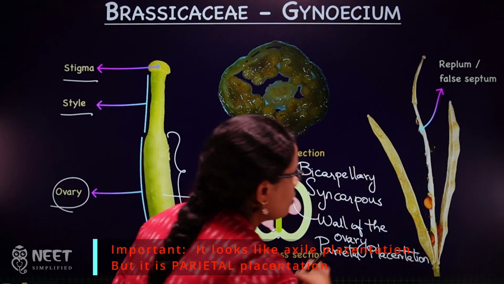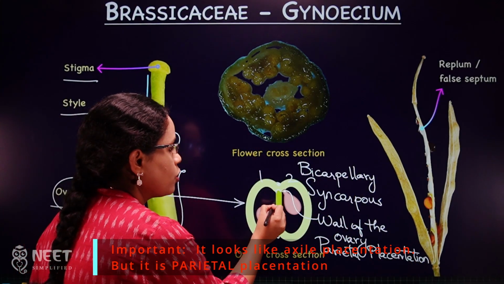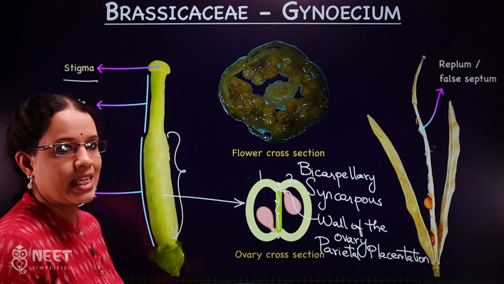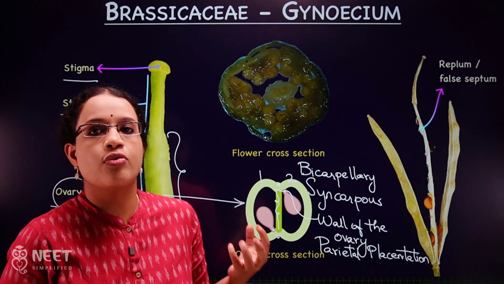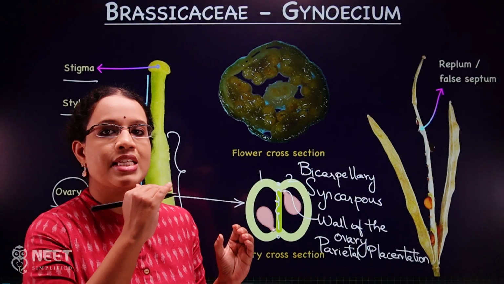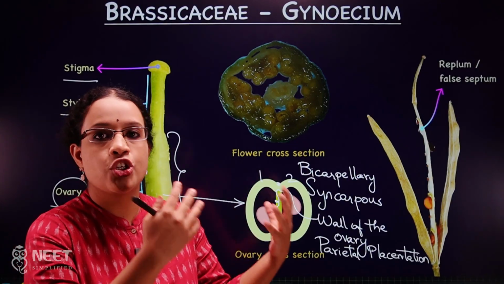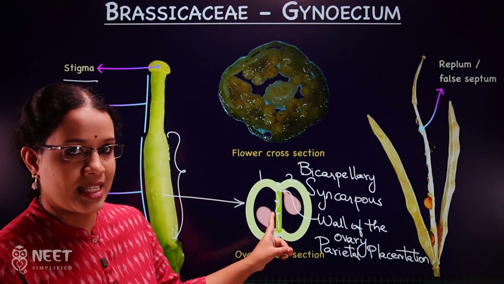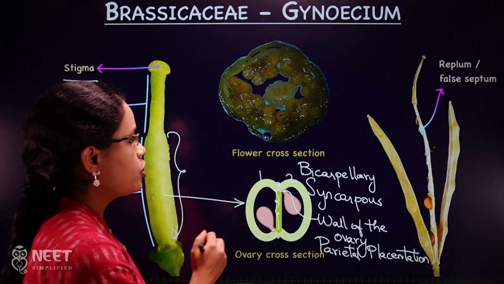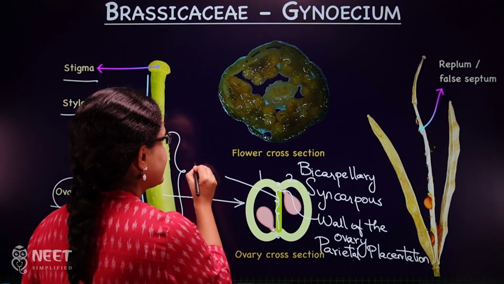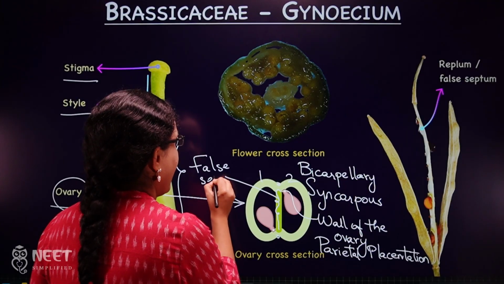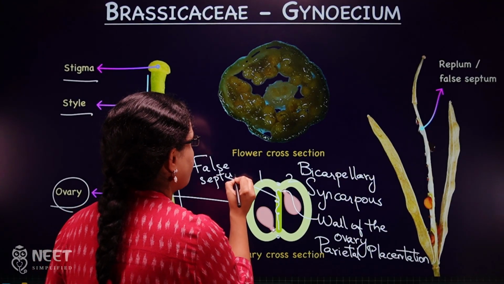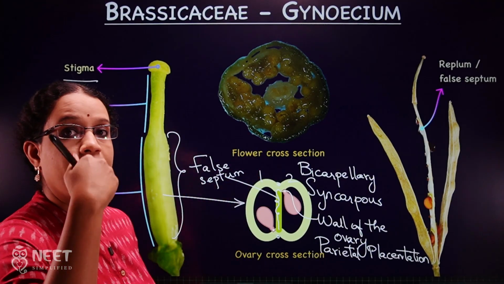Now coming to the most important part, the presence of this green line which you can see here. This is something which is not present when the ovary is formed. As the ovary is developing, as it is maturing, you will see that this green line, which is called a false septum, is going to appear.